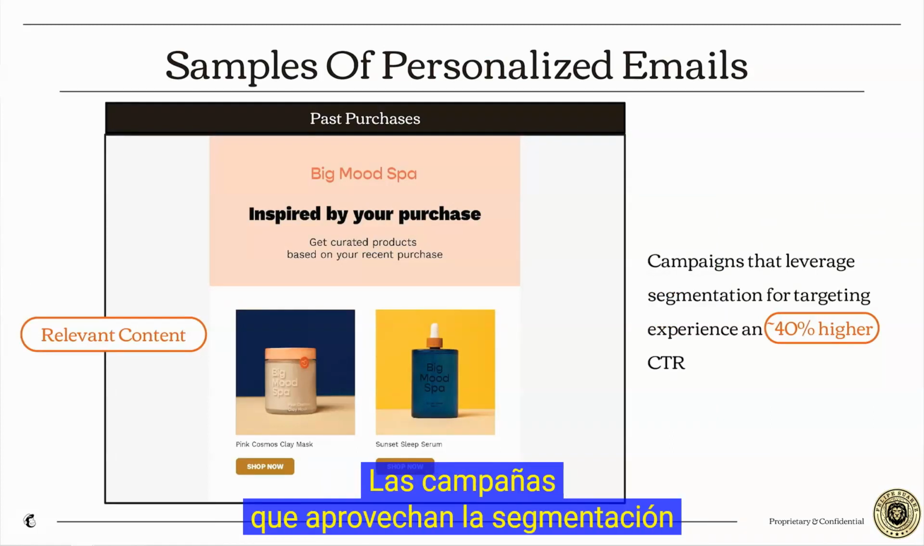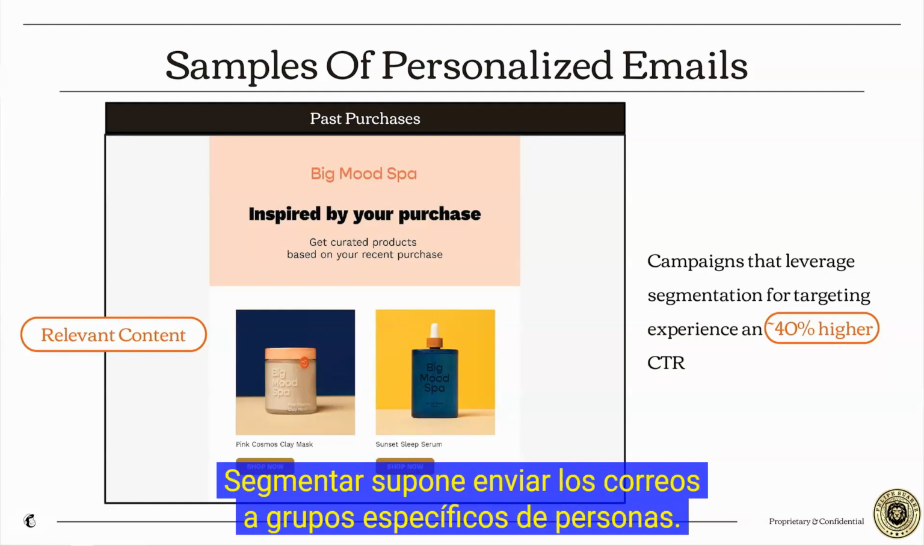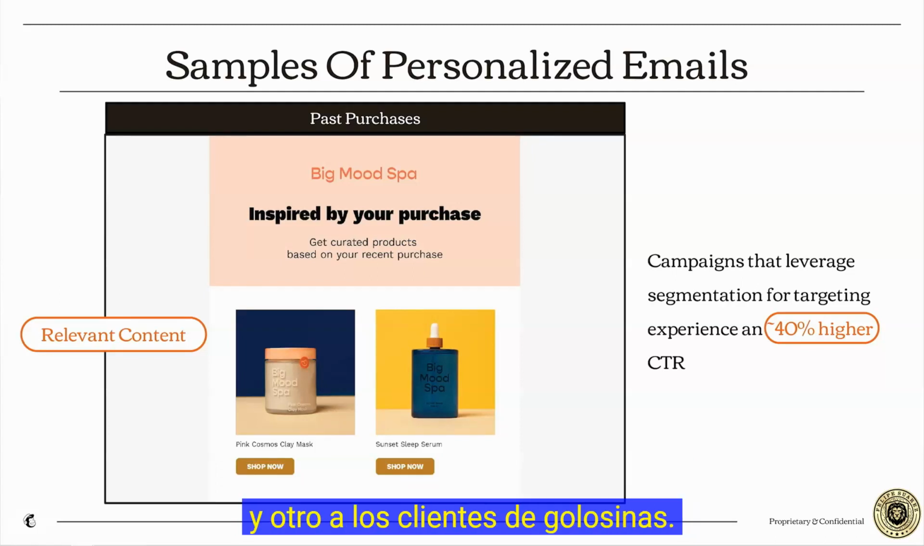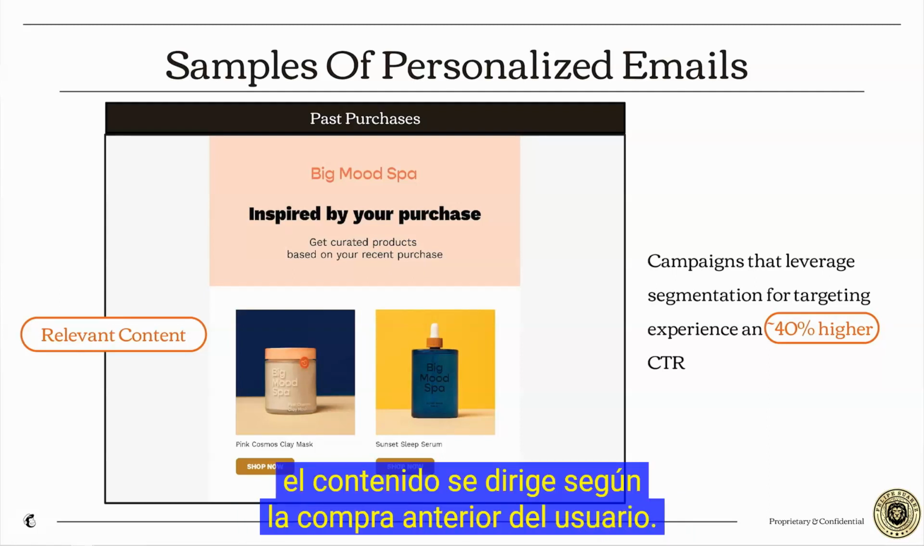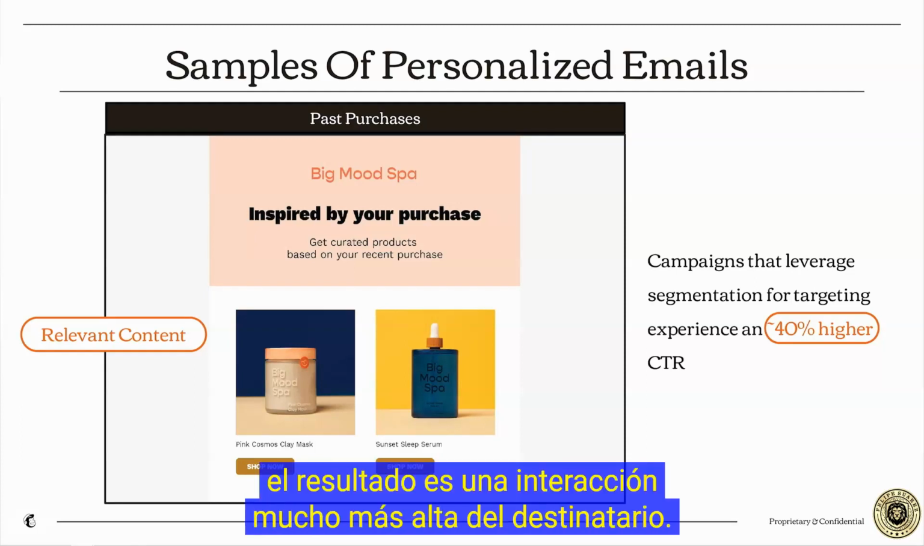Next, let's think about the relevancy of that content. Campaigns that leverage segmentation for targeting experience approximately 40% higher click-through rate. Segmentation means targeting your email to a specific group of people. It's the functionality that lets Argos send one email to dog toy lovers and another email to dog treat lovers. In this example here that we're seeing, it's targeting content based on a user's past purchase. When the content is targeted like this, it results in a much higher engagement rate from recipients.